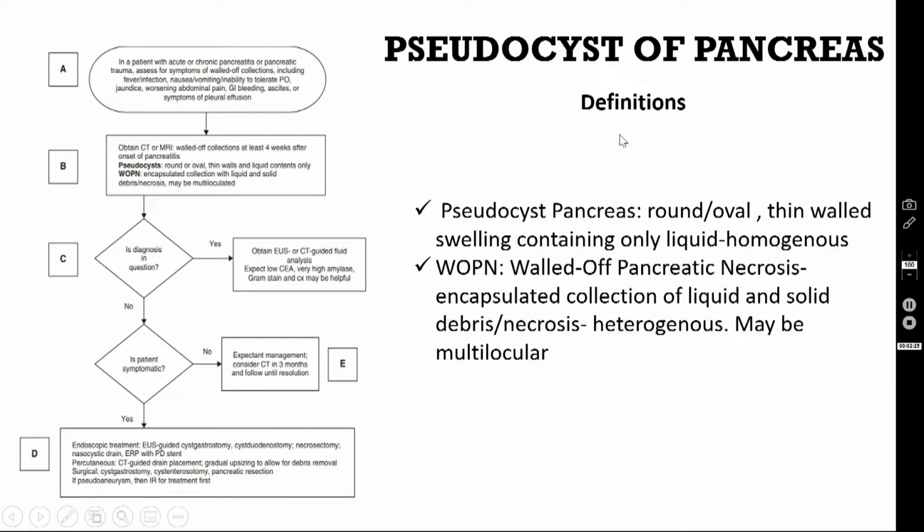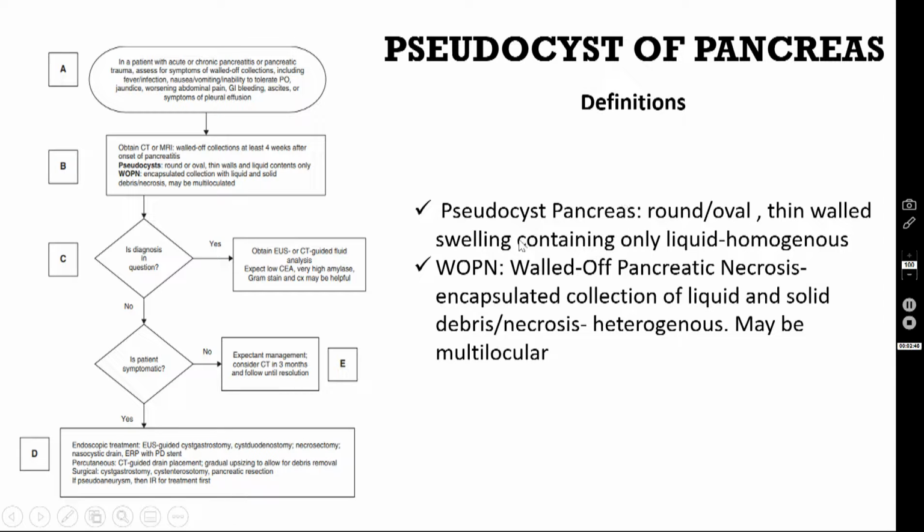So you must understand some of the definitions in this topic. It is actually called walled off pancreatic collections. So that involves two things. One is the pseudocyst of the pancreas, and another one is the walled off pancreatic necrosis.